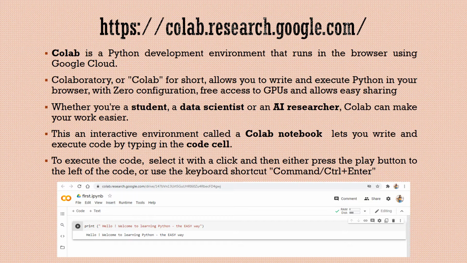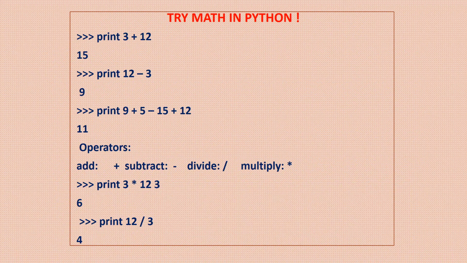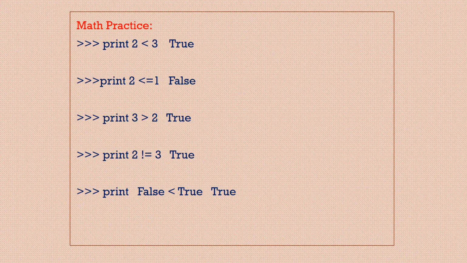So let's get started. If you have opened Colab in your browser, then just try these simple print statements. Just trying some math in Python. So all you have to do is just print 3 plus 12. Print 12 minus 3. It gives you 9. So immediately you can see the answer. You can try operators like addition, subtraction, multiplication, division. You can also try greater than, less than. So these are some operators, the relational operators.